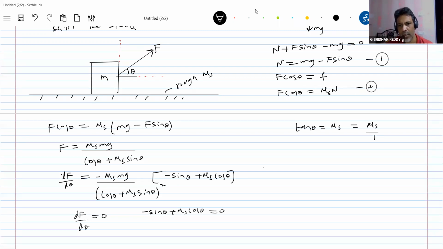So let me go for a triangle. This is theta, this is mu s, this is 1, so the hypotenuse will be root of 1 plus mu s whole square. What is sine theta? I should substitute the value of theta in this equation to get the minimum force. So sine theta is mu s by root of 1 plus mu s square. Cos theta is equal to 1 by root of 1 plus mu s square.